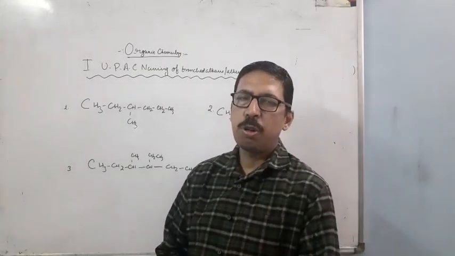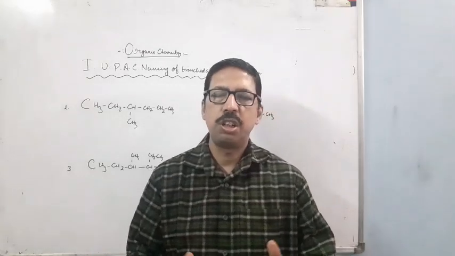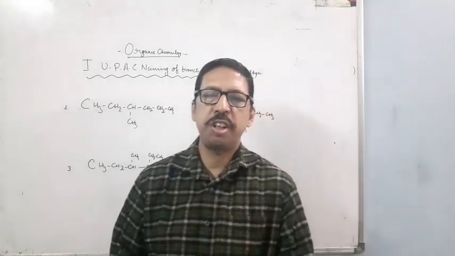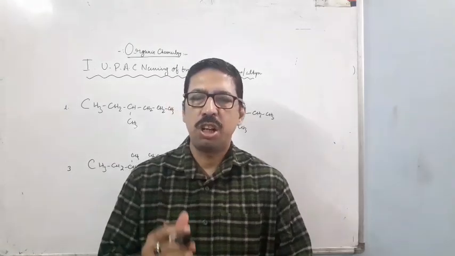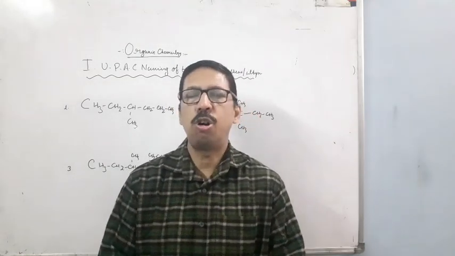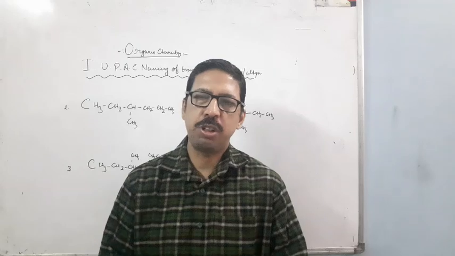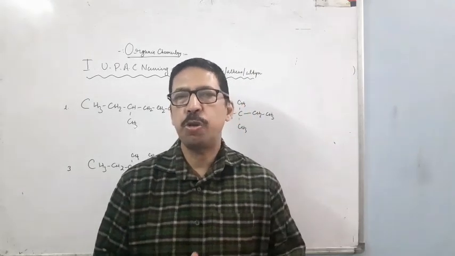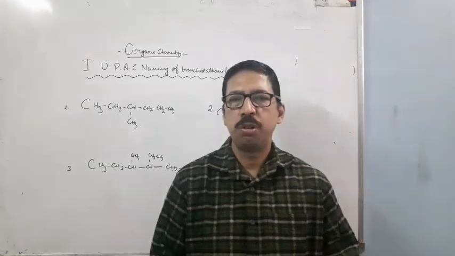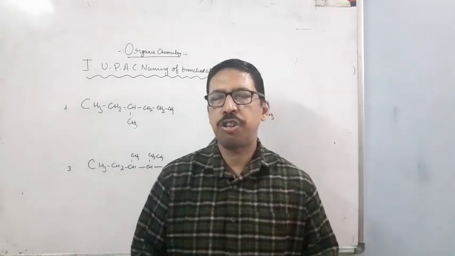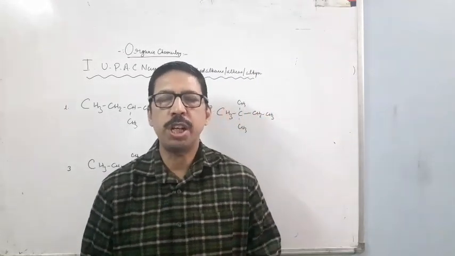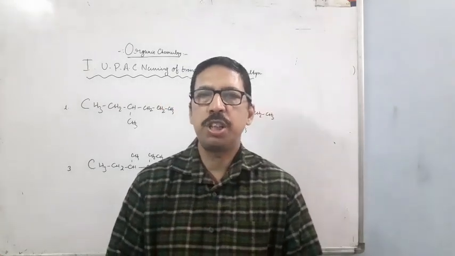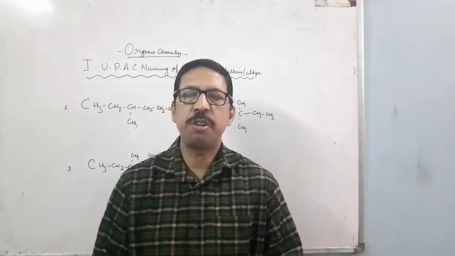Hello everyone. From today we are going to start a very important topic from organic chemistry, and that is none other than IUPAC naming of organic compounds. In this session we'll talk about how to write the IUPAC name for a given branched hydrocarbon, which may be an alkane, alkene or alkyne. We'll start with three different questions.